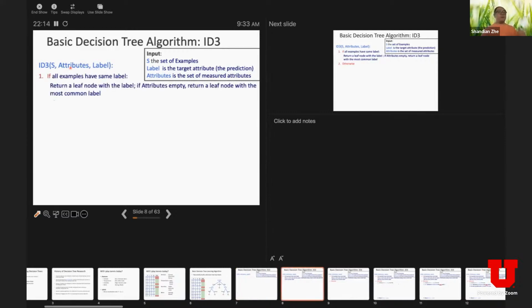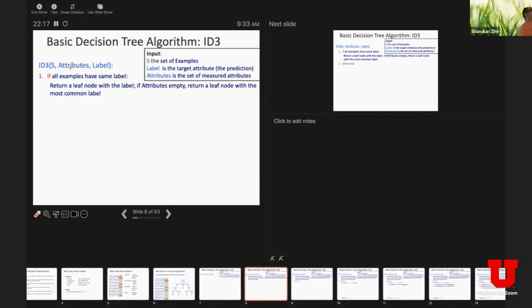So let us look at the algorithm steps to ensure everyone is clear about that, right? Whenever we call this ID3 algorithm, we should check if all the examples in S have the same label. If all the examples in S have the same label, that means there's no need to further partition S. We should create a leaf node to represent S and use that label as the label for the leaf node, right?